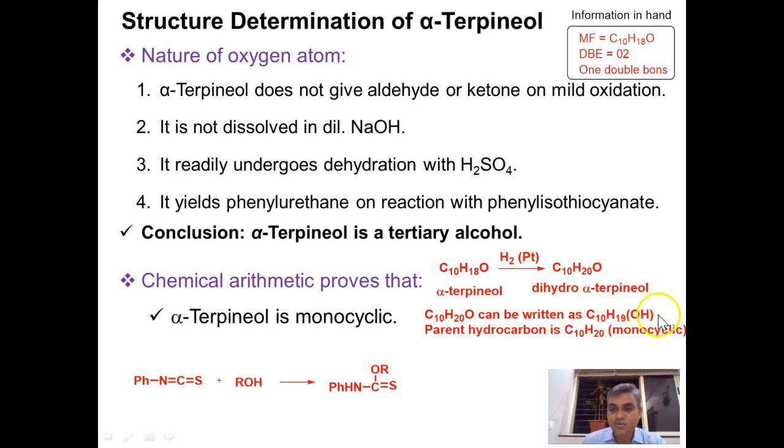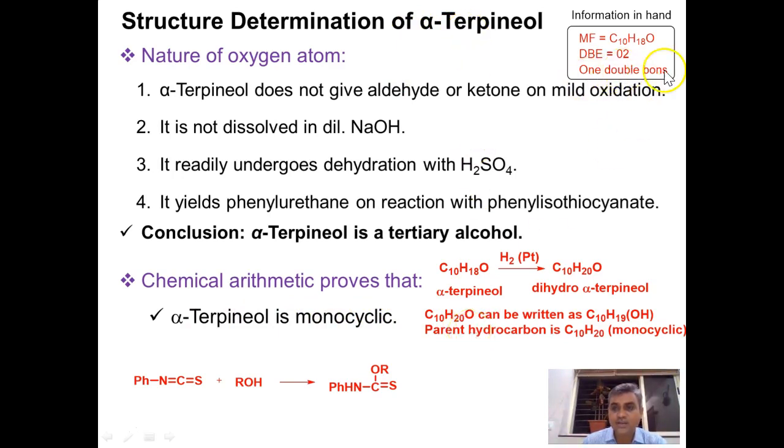Now, C10H19OH, this molecular formula corresponds to the parent hydrocarbon C10H20. So C10H20 corresponds to CnH2n, and CnH2n corresponds to the monocyclic structure of a molecule, and therefore on the basis of just simple chemical arithmetic, we have proved that alpha terpineol is a monocyclic molecule. So we have progressed a lot as far as the structure of alpha terpineol is concerned.